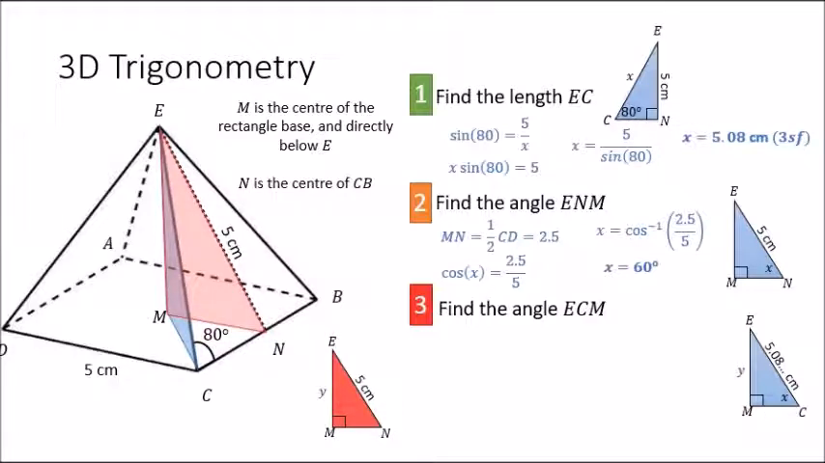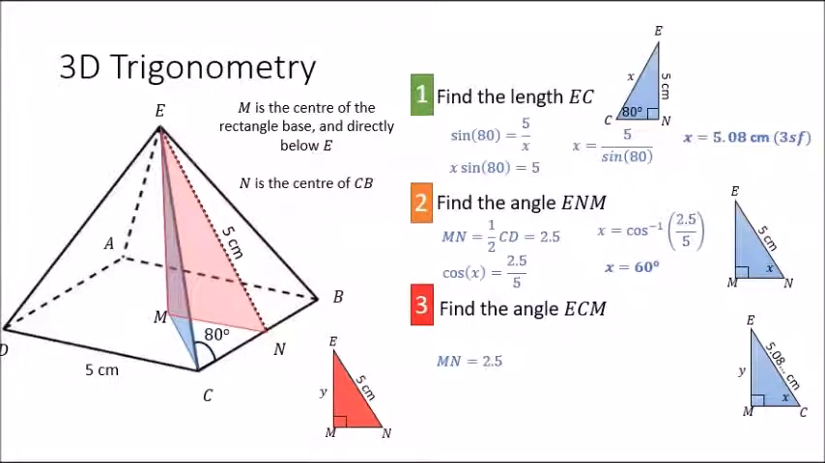Now, EM is that length there which I've labelled Y. EM is the common length between the two, Y, on both of these triangles. We also know that MN is 2.5 centimetres. We can use Pythagoras' theorem to figure out the missing length Y by saying 5 squared is equal to 2.5 squared plus Y squared. When we follow that through, we end up with Y squared being 18.75 and Y being 4.33, and that number goes on.